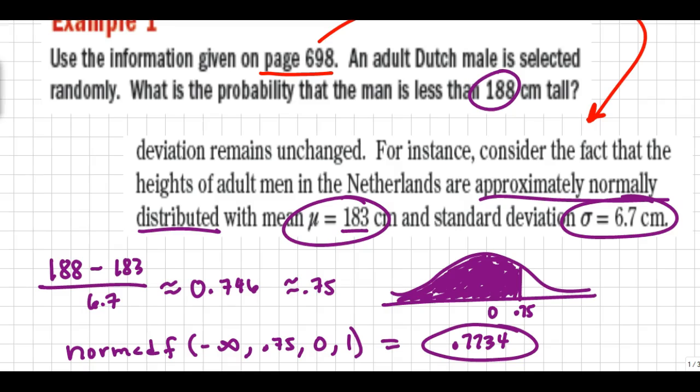So that's the basics of what we're doing in this lesson. You are converting scores into a z-score, and then you're using the table or your calculator to calculate further from there. Let's look at example 2.